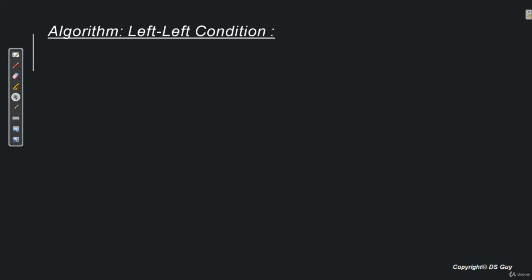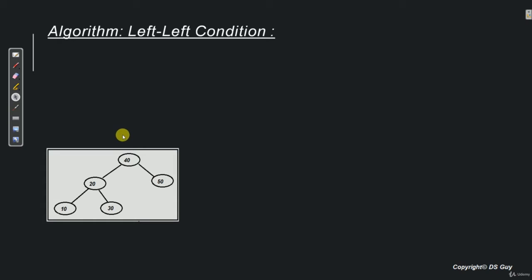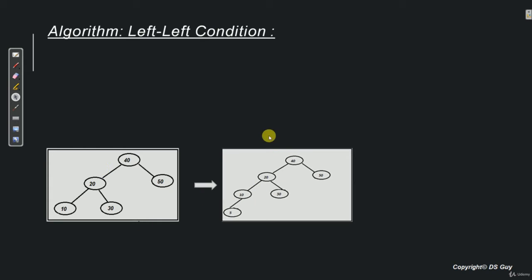Hey guys, welcome back. So in the last video, we saw what we mean by a left-left condition and what we should do in that case. That is, we do a right rotation. So what we had done is, we took an AVL tree, we inserted number 5 in this tree, and after inserting, this is how the AVL tree was looking.